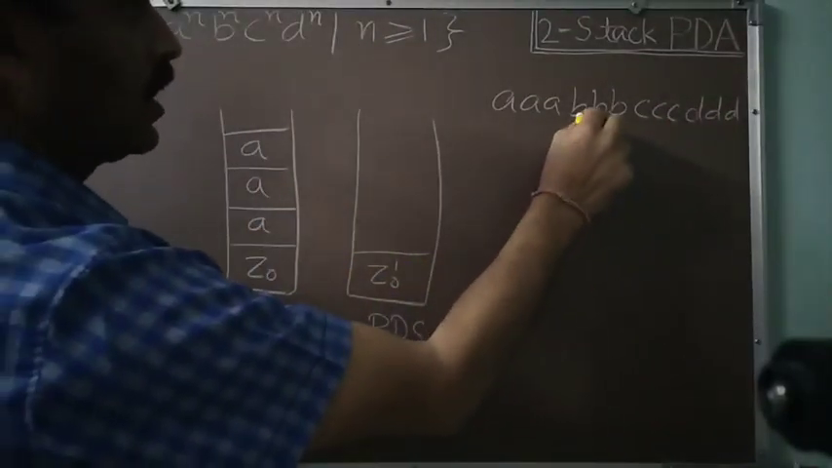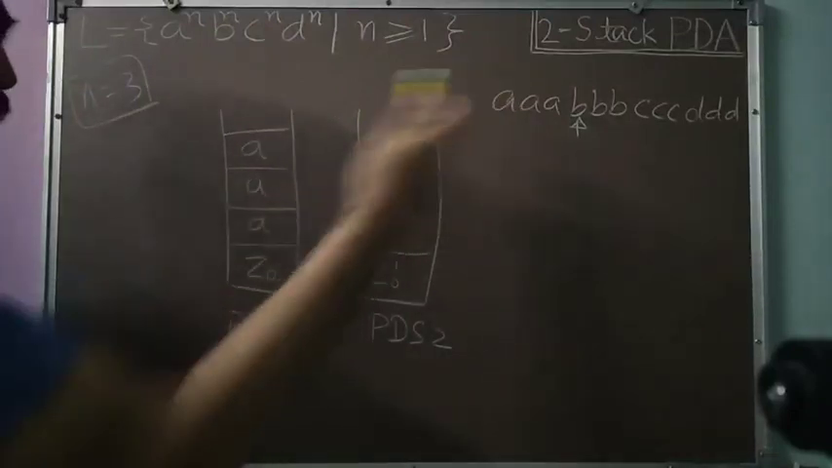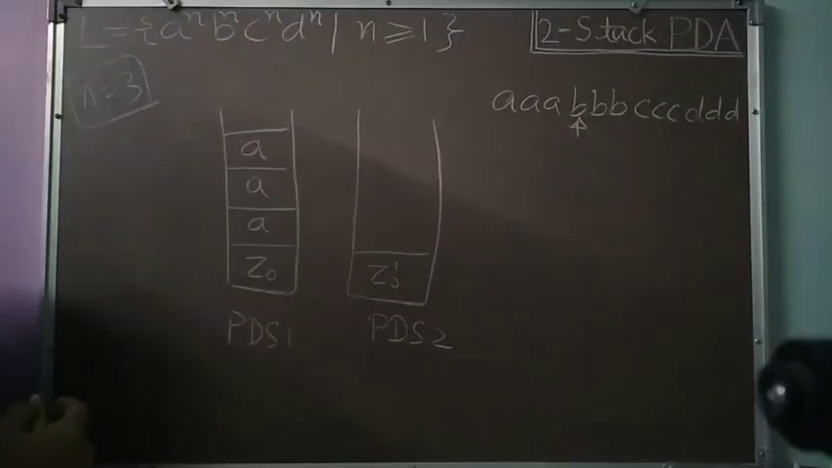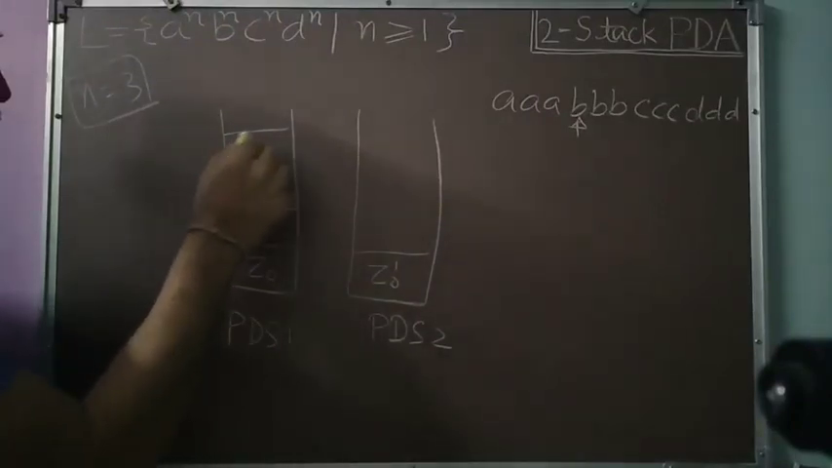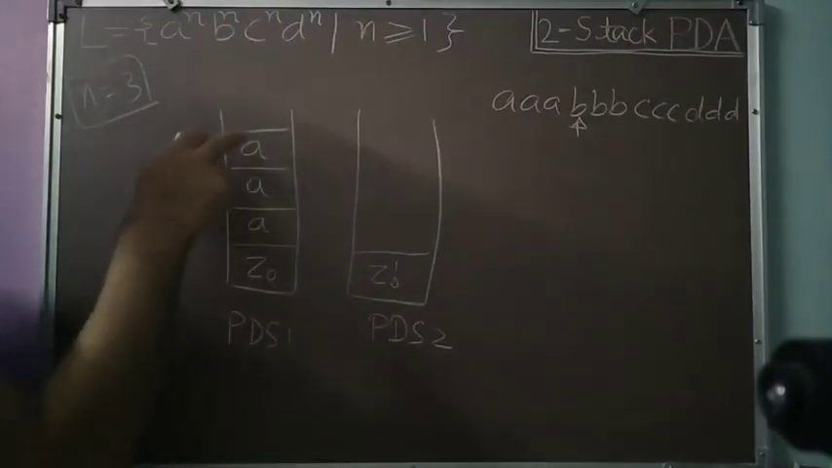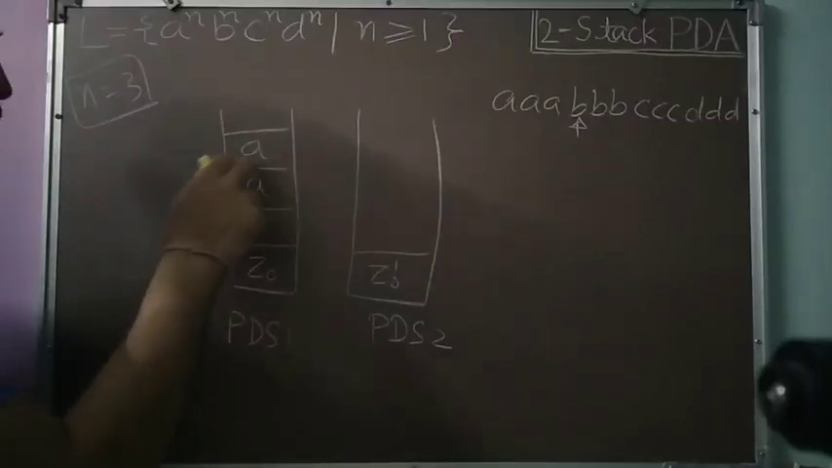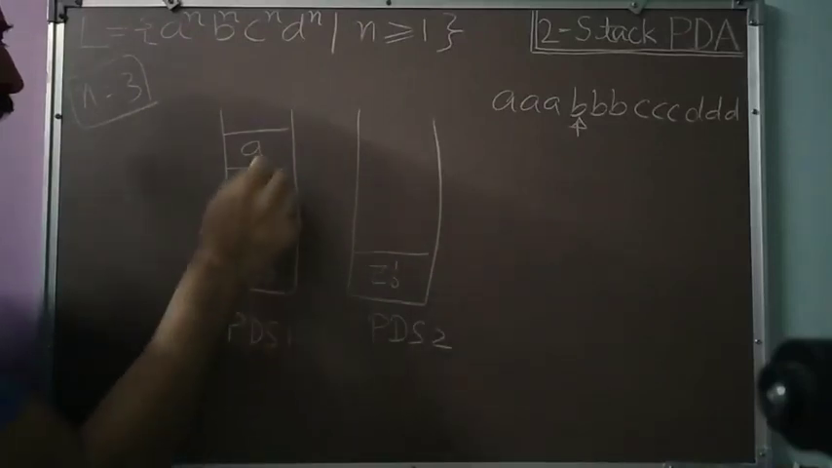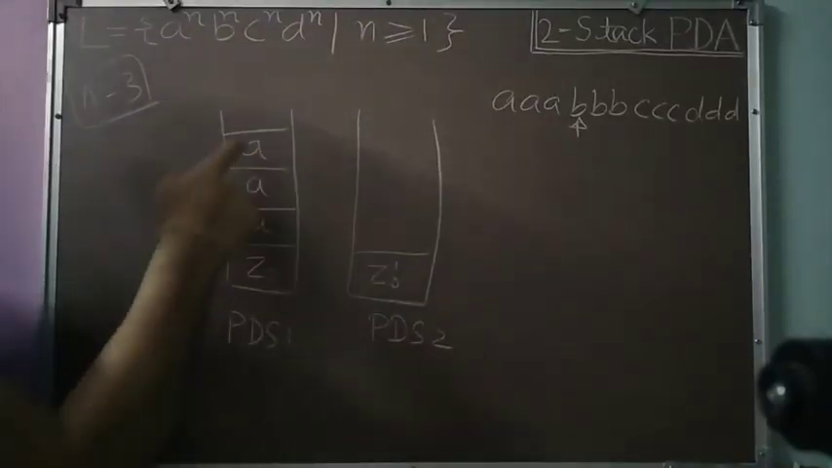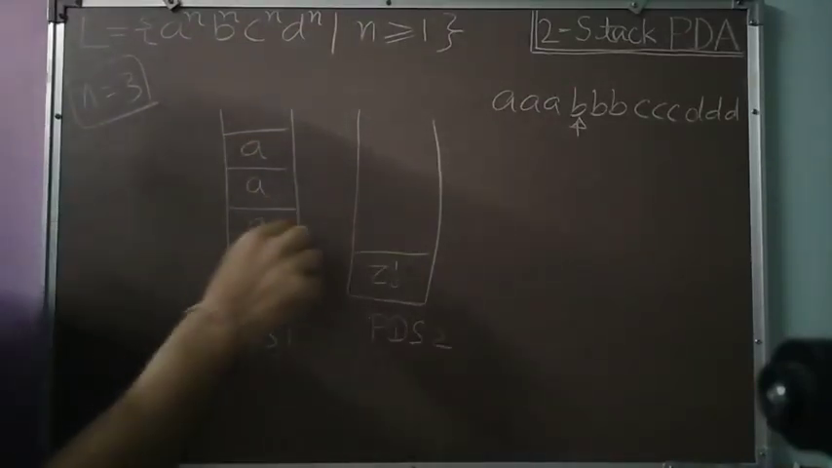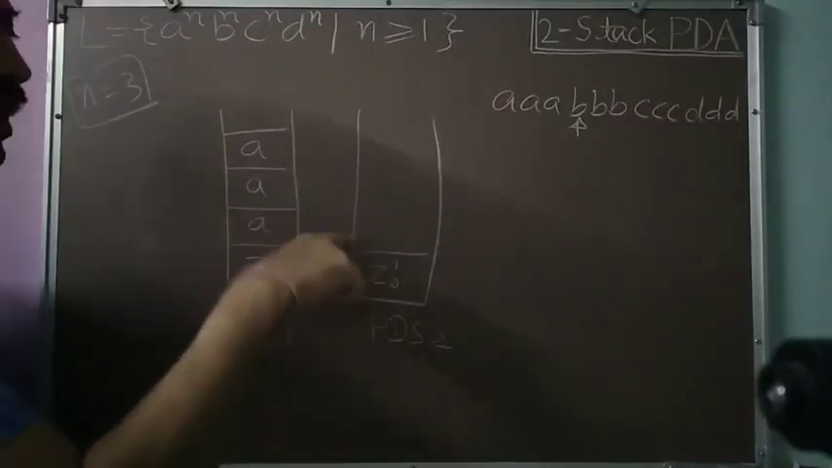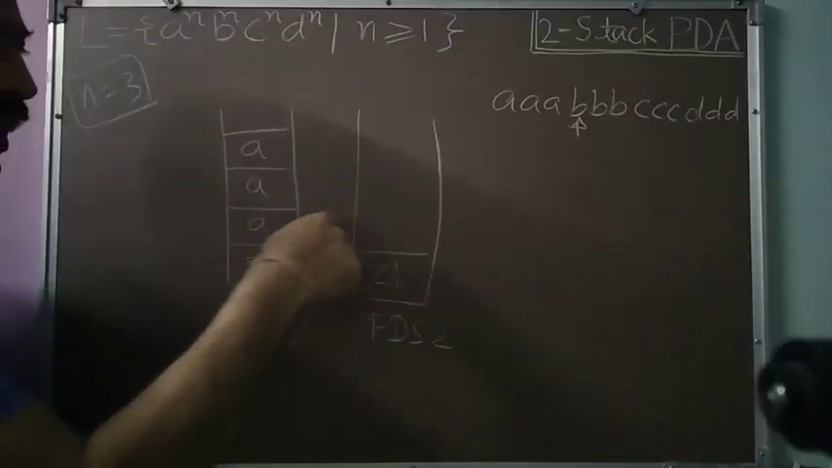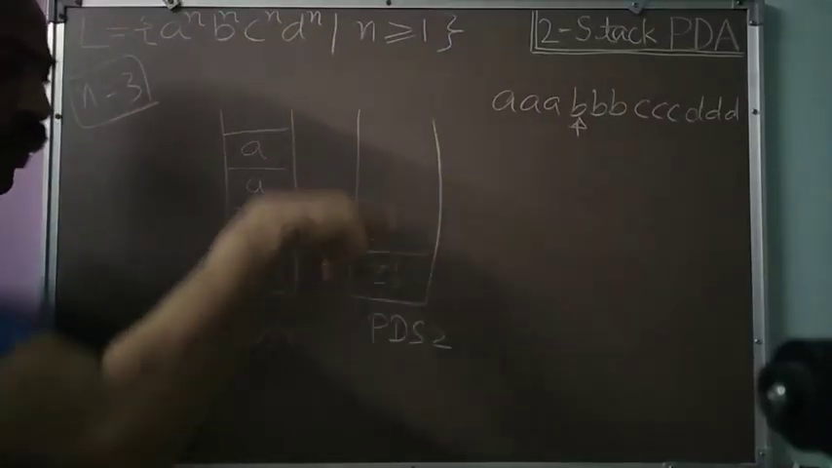So now I have started reading B's. When I read B's, I will match them with the A's stored over the PDS 1. When I match, meaning thereby I will be removing the topmost A from the PDS 1, and at the same time, I will push that A on the PDS 2. Means I will remove A from the PDS 1 and I will push that A to the PDS 2. So in this manner, whatsoever I am deleting, I am keeping track of that through the PDS 2.